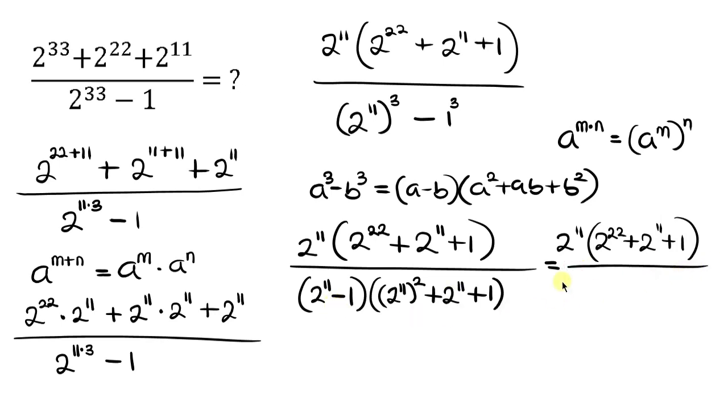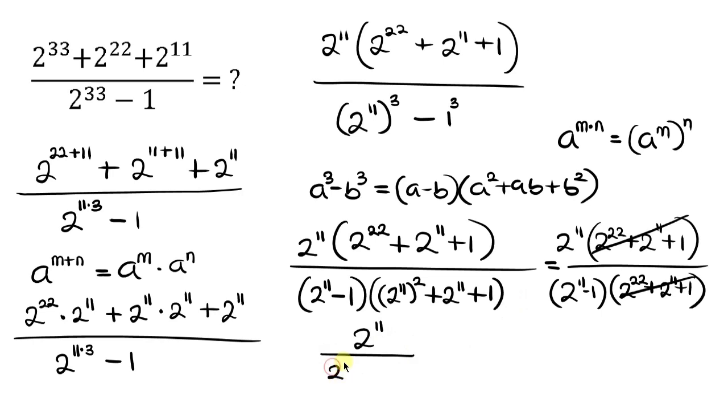Now, the denominator, we have (2^11 minus 1) times, now from indices, like we said, the powers multiply. So 11 times 2 is 22. So this becomes 2^11, 2^22. So this is (2^22 plus 2^11 plus 1). Now notice that what I have here and what I have here are the same. So they can cancel off, leaving behind 2^11 all over 2^11 minus 1.